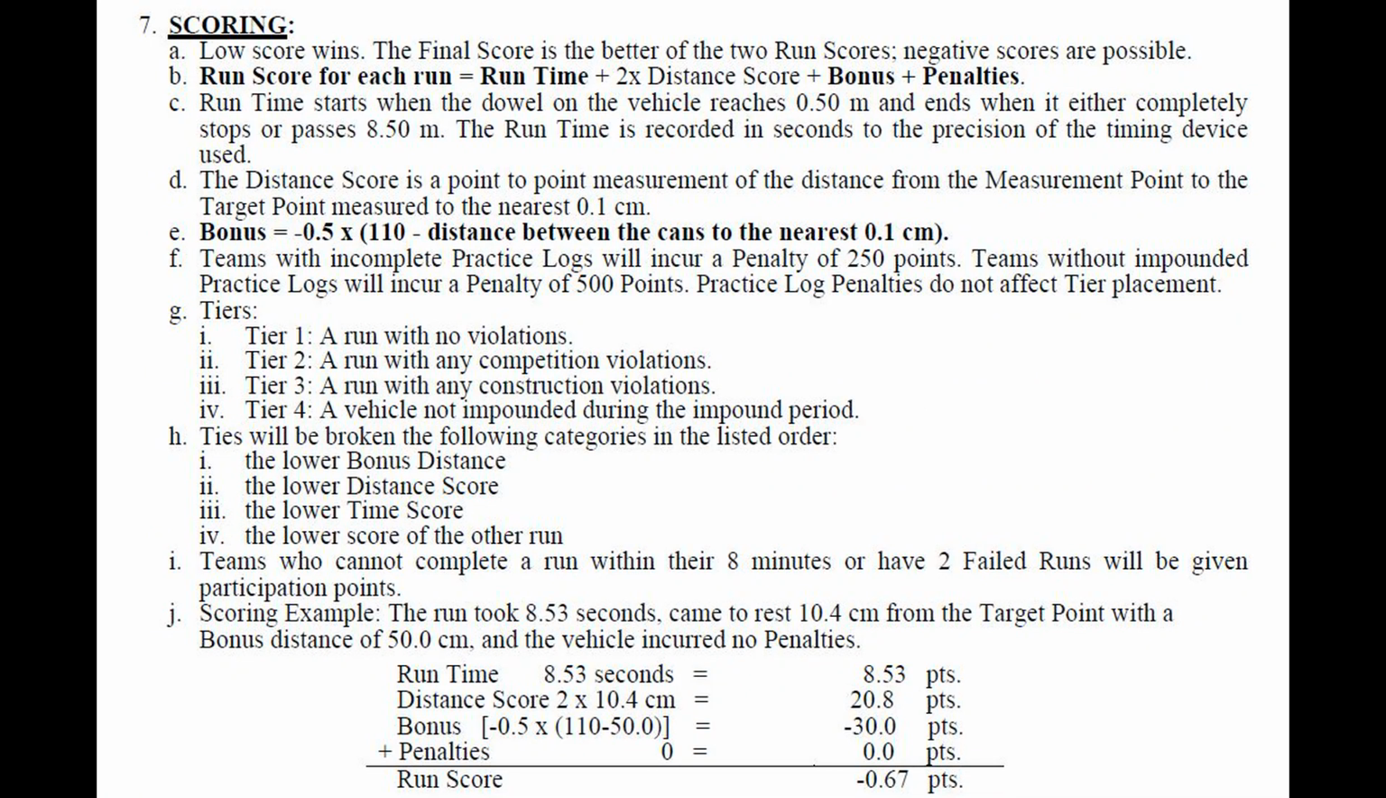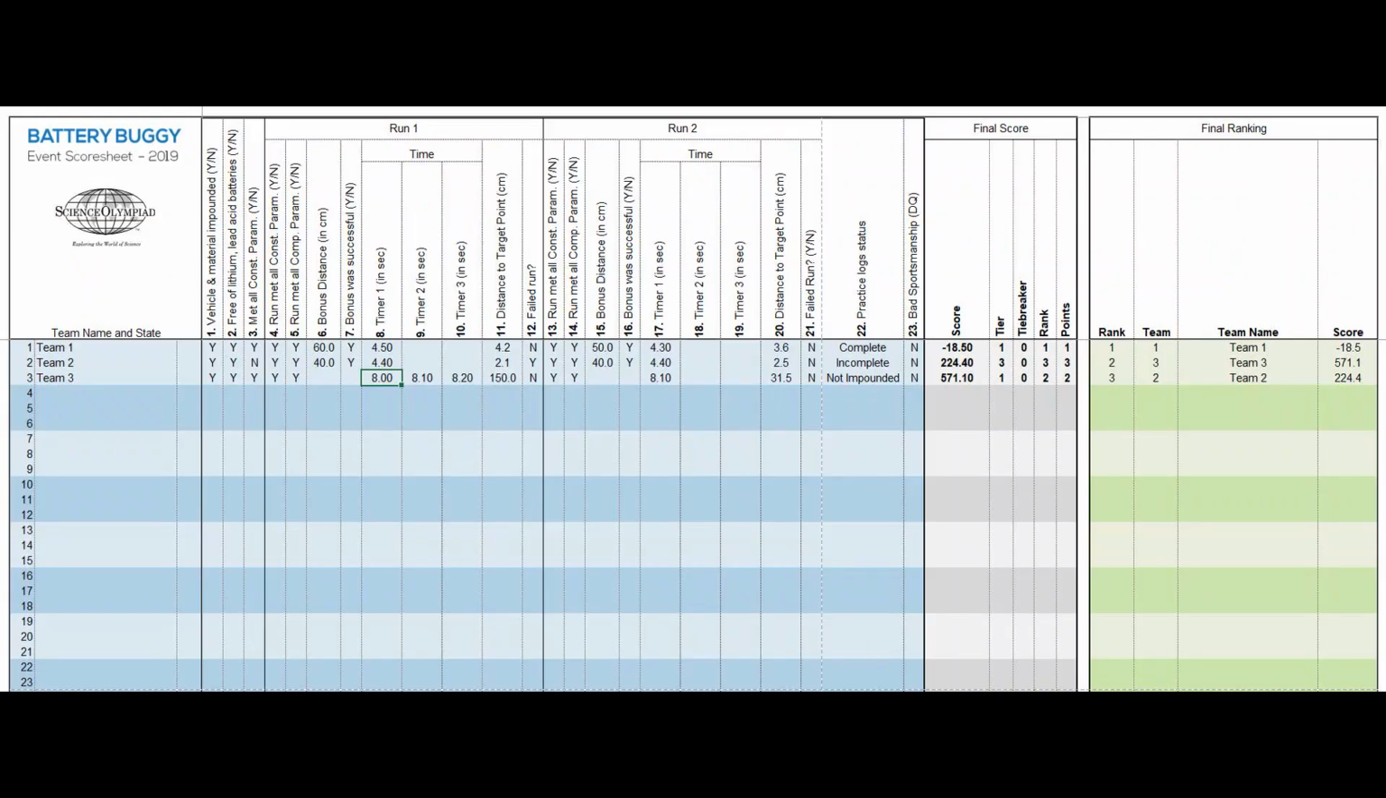It is helpful to know the difference between what results in a bonus or penalty, such as an incomplete practice log, versus what places a team in a lower tier, such as a competition or construction violation. However, you do not actually need to do any of this scoring math. Instead, fill in the blue section of the Excel spreadsheet, which has columns numbered to match the team checklist in order. When you save the spreadsheet, it calculates all the scores, bonuses, tiers, and rank in the purple section. Teams are then rank ordered in the green section of the form.